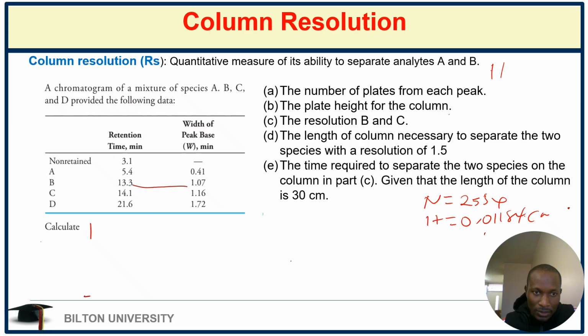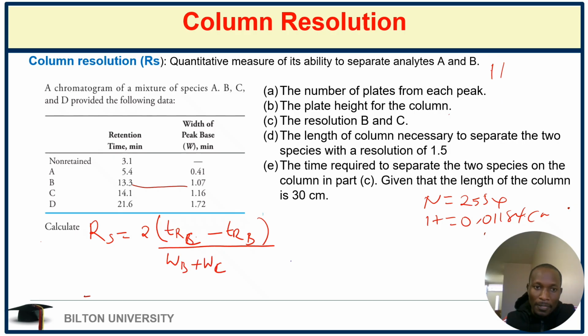And column resolution, which is denoted by Rs, will be 2 times the retention time of C, in this case, so it's going to be t_R of C minus retention time of B, divided by the width of B plus width of C.